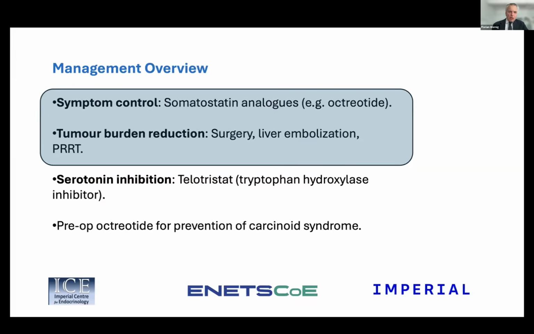burden reduction. So symptom control is mainly achieved with somatostatin analogs such as octreotide, but also it is important to try to reduce the tumor burden with surgery, debulking surgery, liver embolization of liver metastases, or PRRT, peptide receptor radionuclide therapy. There are also serotonin inhibitors like telotristat, the tryptophan hydroxylase inhibitor, which does have some effect with flushing, not so much with diarrhea.